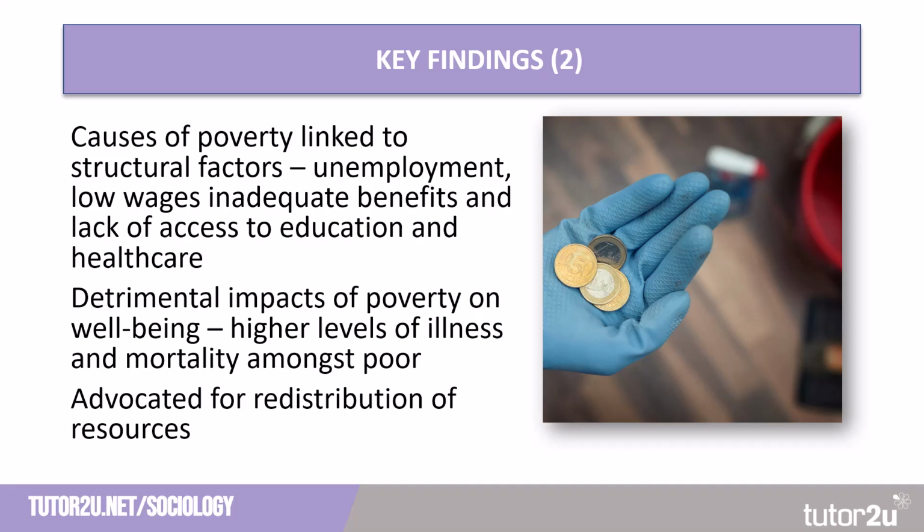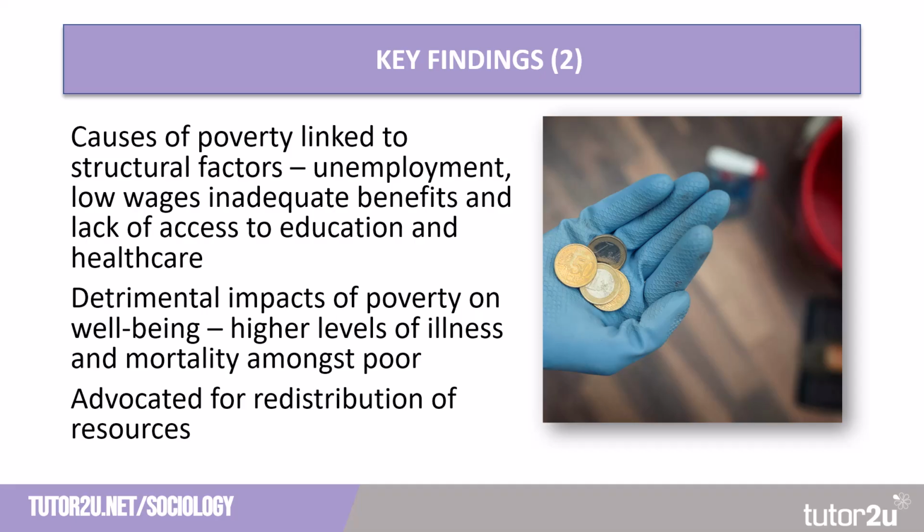Townsend's study highlighted the detrimental effects of poverty on health and well-being. He found that people living in poverty had higher rates of illness and mortality. Poor housing conditions, inadequate nutrition, and limited access to medical care were significant factors contributing to poor health amongst the impoverished.